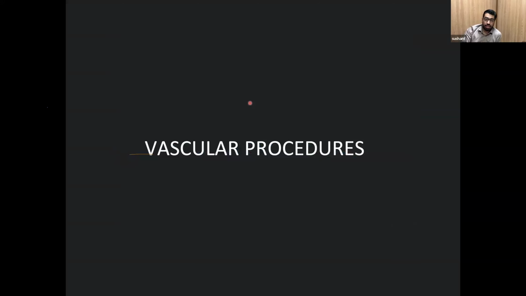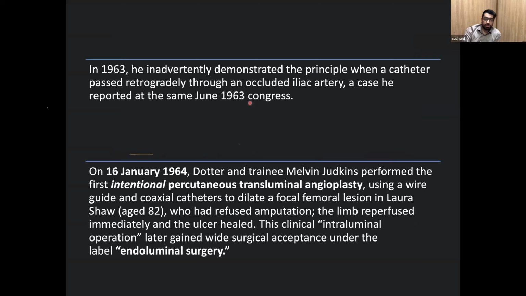So again, moving towards vascular procedures. As we discussed, these were invented by Charles Dotter. What he did was, he was doing a diagnostic angiography of renal artery stenosis, and he passed a dilator into the iliac artery. When he took out everything, he saw that the iliac artery, which was previously occluded, was showing flow across. The flow was seen across this occluded segment, and it got dilated, and there was resumption of the flow.